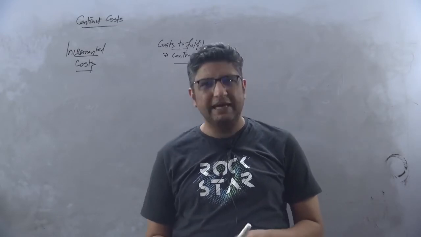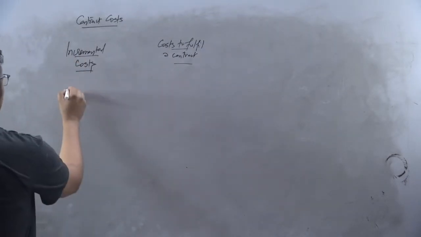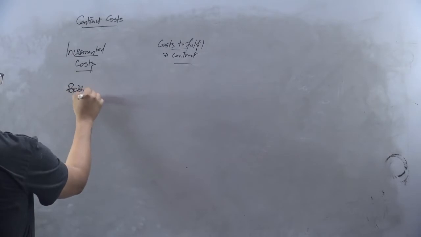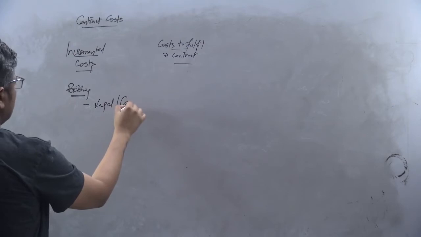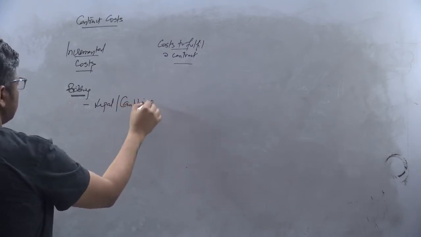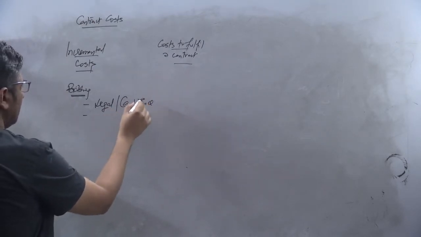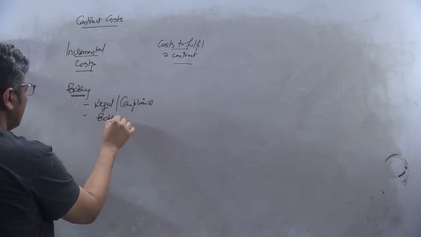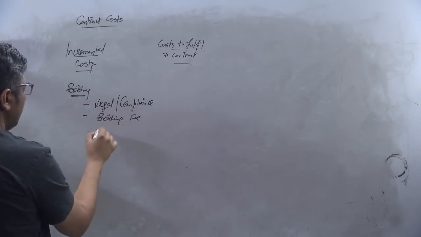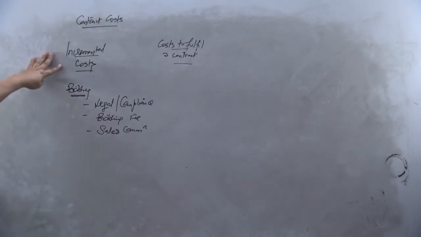When I look at an incremental cost, think of something like you are bidding for a contract. You would incur, for example, legal or compliance costs. You might be looking at costs associated with the bidding fee. You might be paying some sales commissions, for example, and stuff like that, right? So these are the incremental costs that we are talking about.